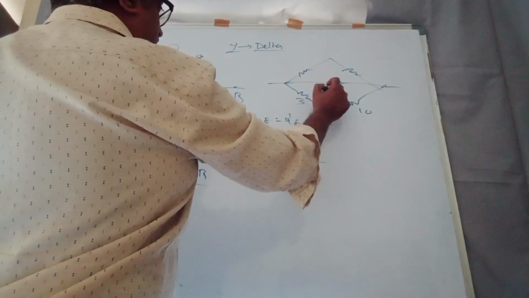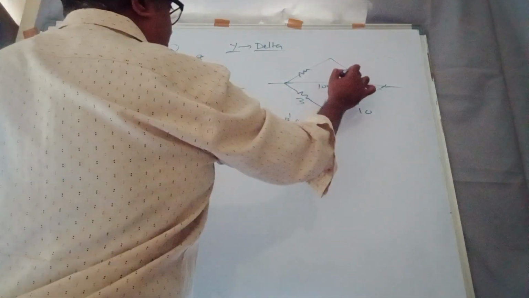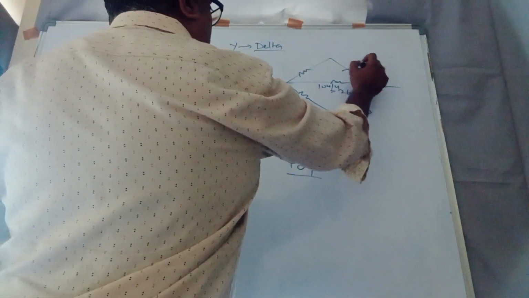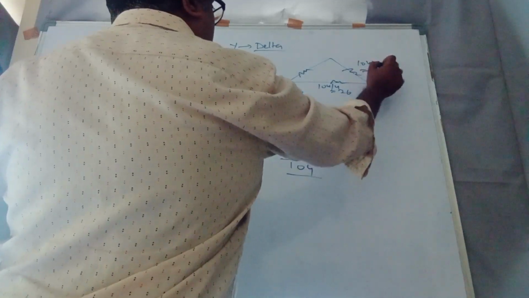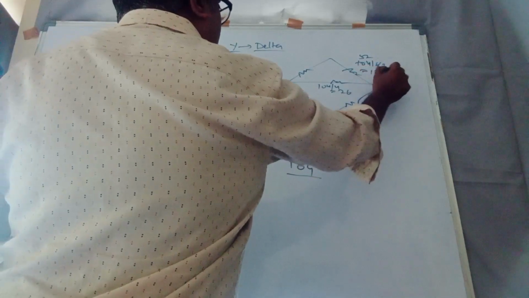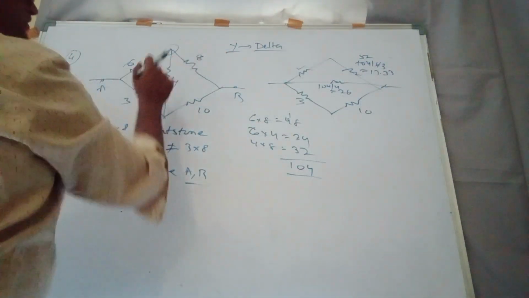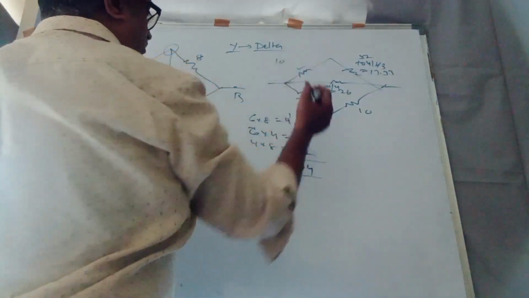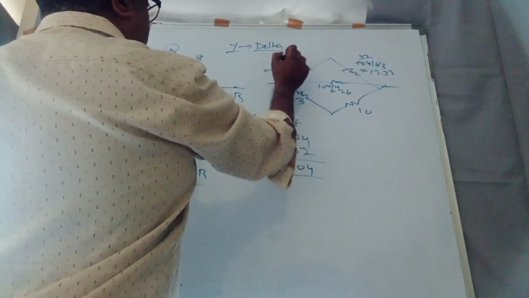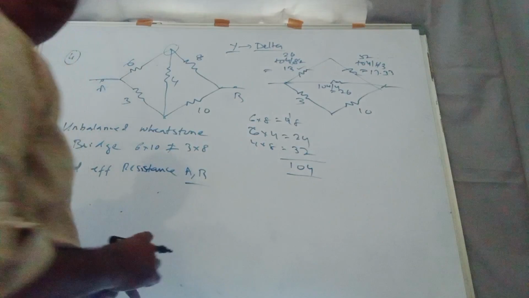So this will become 104 by 4, which is 26. Suppose you want this resistor, you have to see the opposite one, which is the 6. So 104 by 6, approximately 17.33. And if you wish to find this one, you have to see the opposite, which is 8. So 104 by 8, this is 13. So now the circuit has become more simplified.